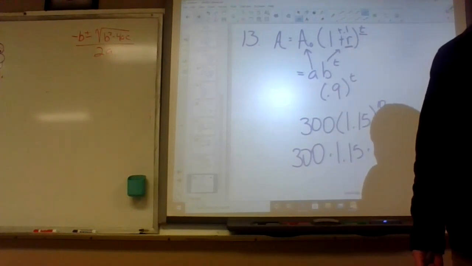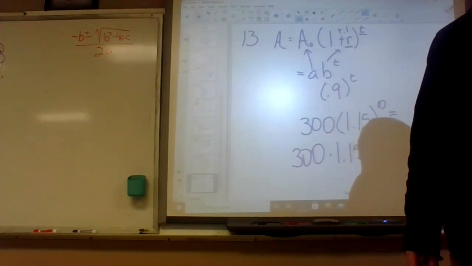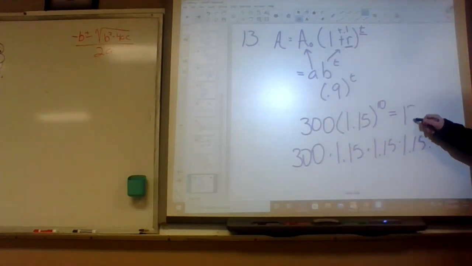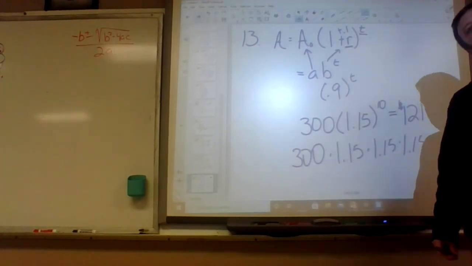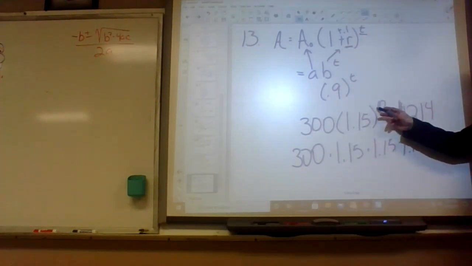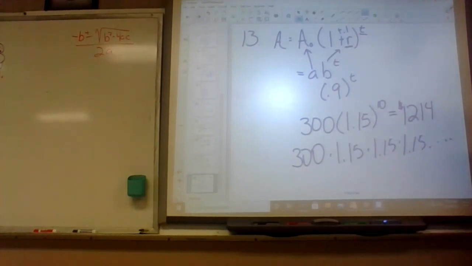Yeah, that's called very high inflation. 1214. That's crazy. Hopefully that's not true to life. After 10 years, it goes from $300 to $1,214. Okay, and then it asks after 20 years, so you just go back and plug in the 20 where the 10 was.